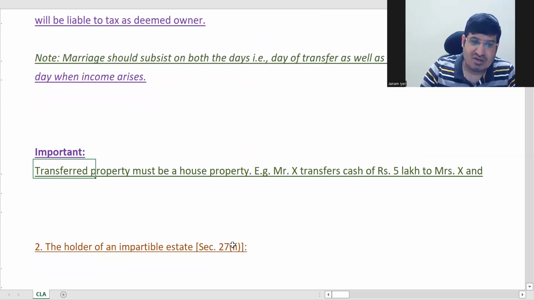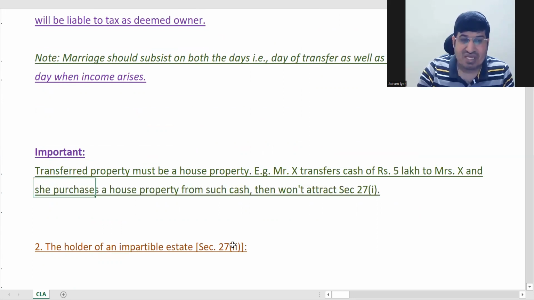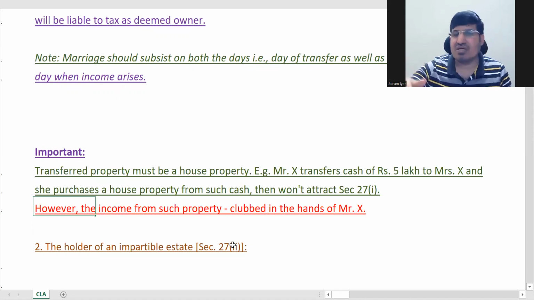Okay, and here there's one more point, that the property which is transferred must be a house property. So if Mr. X transfers cash to Mrs. X and then she buys a house, then this section will not be invoked. Section 27(1) will not be attracted here. But it comes under clubbing of income and gets clubbed. That is something which we will study later on.